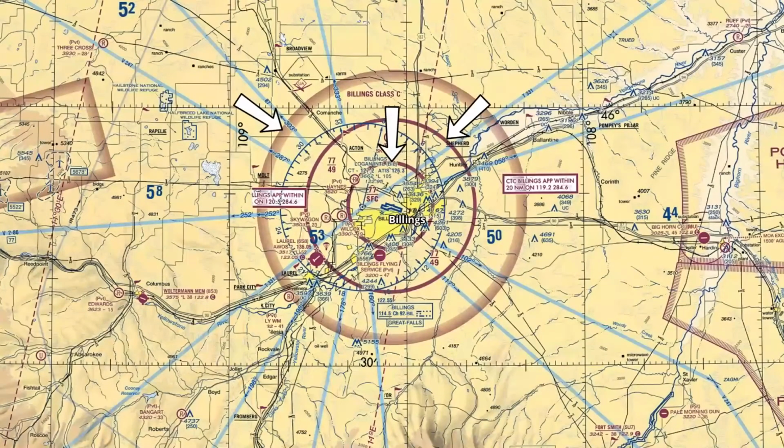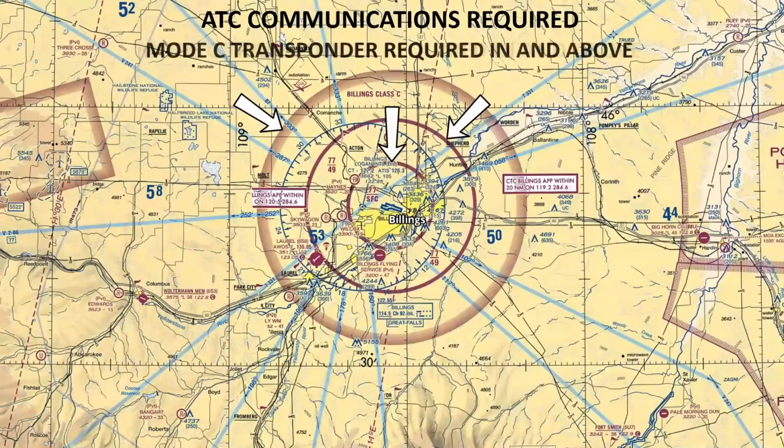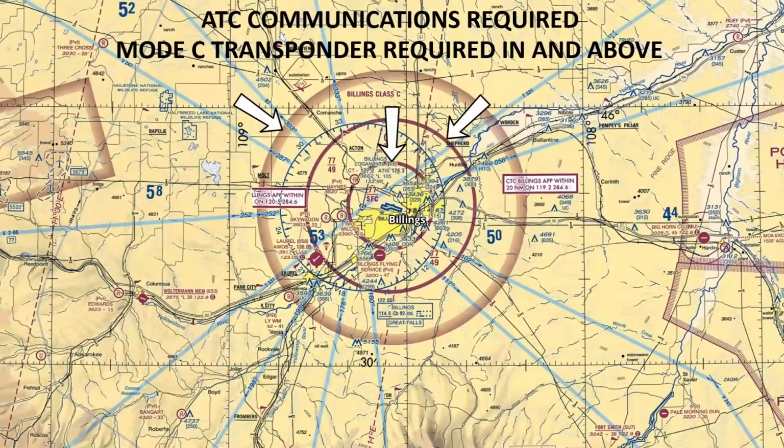Just like Class D, ATC communications are required, and now a Mode C transponder is required in and above the Class C airspace. Notice the little box that says Contact Billings Approach within 20 nautical miles on these frequencies. They need to hear from you.